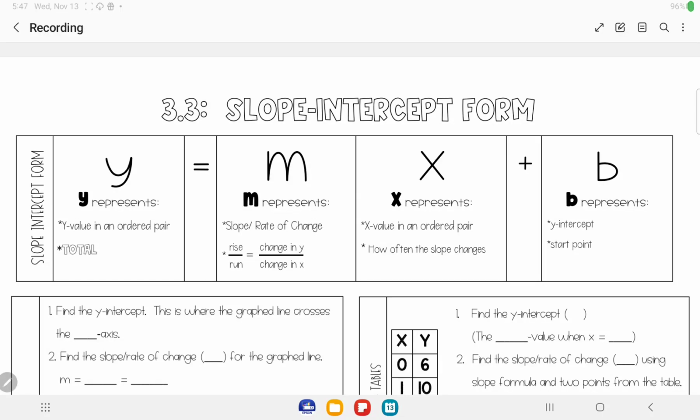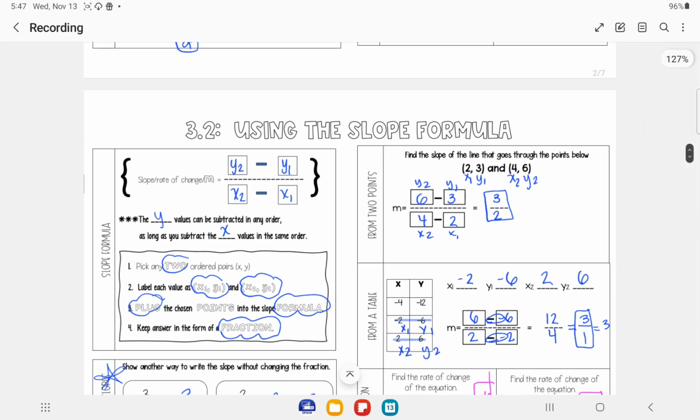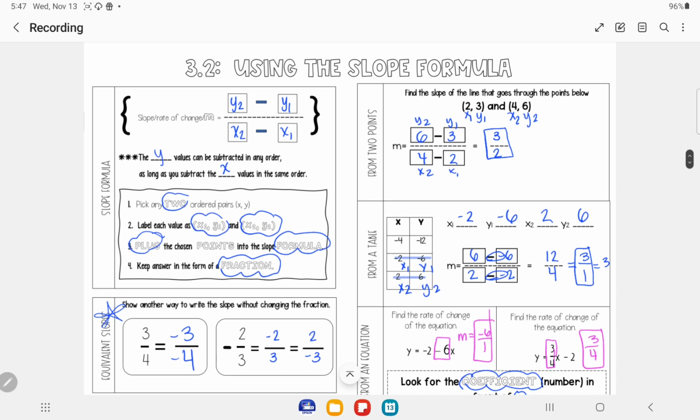Today is on slope-intercept form. So if you remember when we talked about this, we found our slope or our rate of change. Finding slope is fun: y2 minus y1 over x2 minus x1. So now that comes back into play with what we're doing today. So you need to remember this formula.